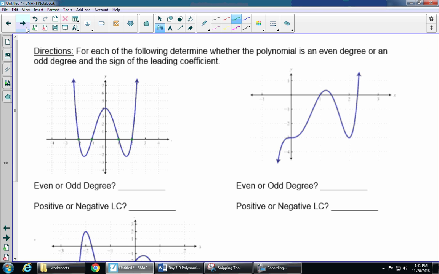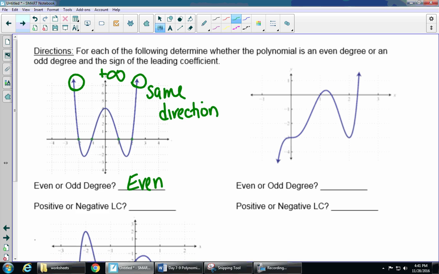For each of the following, determine whether the polynomial is an even degree or an odd degree and the sign of the leading coefficient. So in this first example, the arrows point in the same direction. The same direction tells me that I have an even degree. And because they are both pointing up, towards positive infinity, I have a positive leading coefficient.